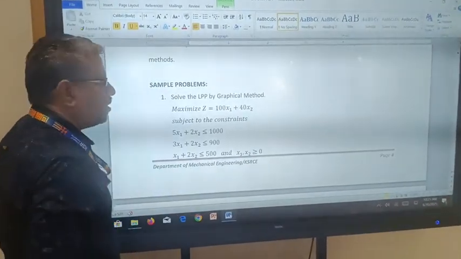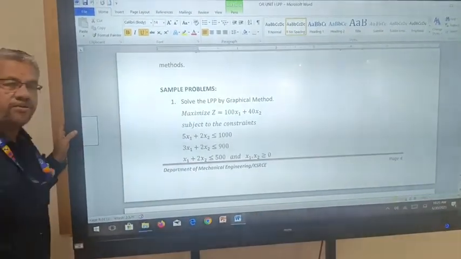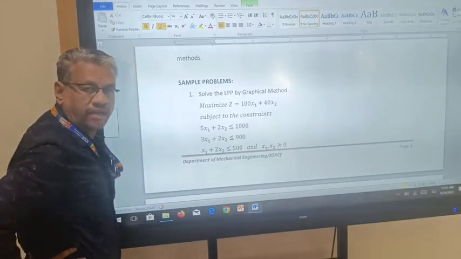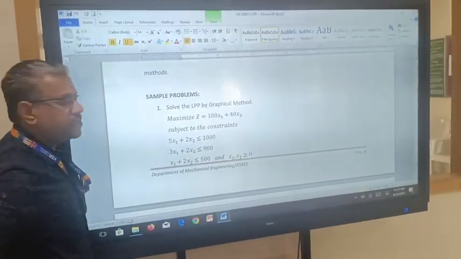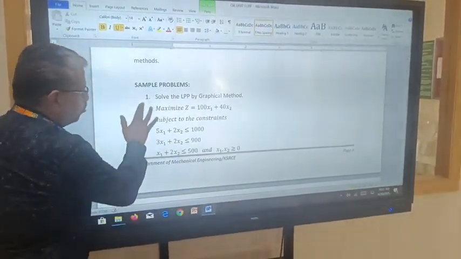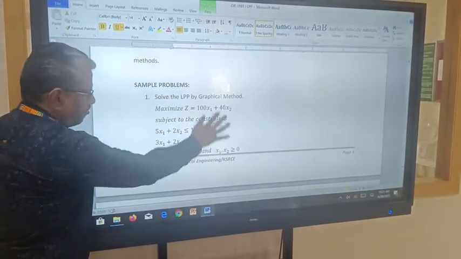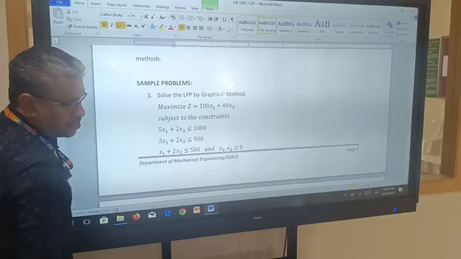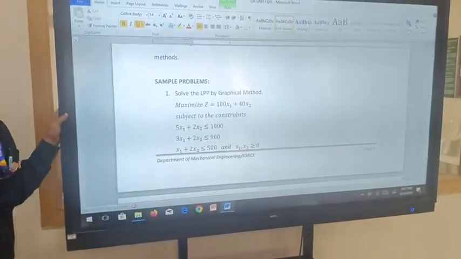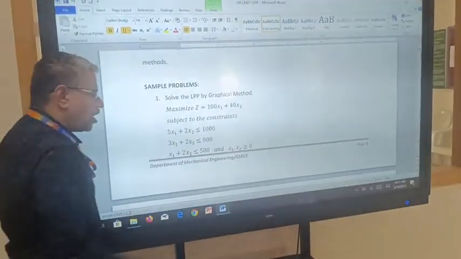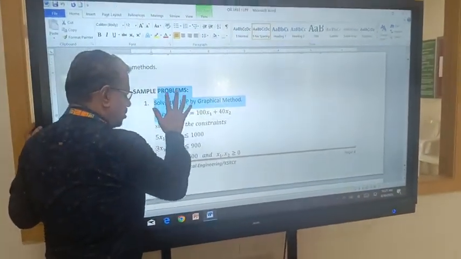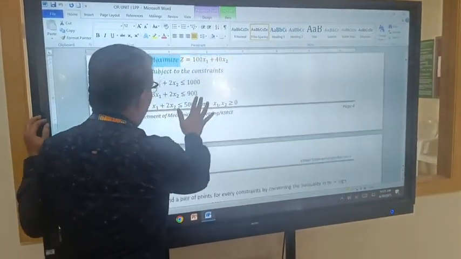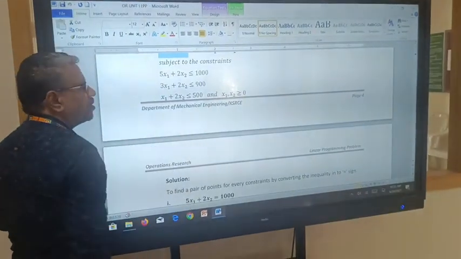Today we are going to see the graphical method from the unit called linear programming problem, shortly known as LPP. So this is the form of an LPP. It consists of three components: objective function, constraints, and non-negativity restrictions.